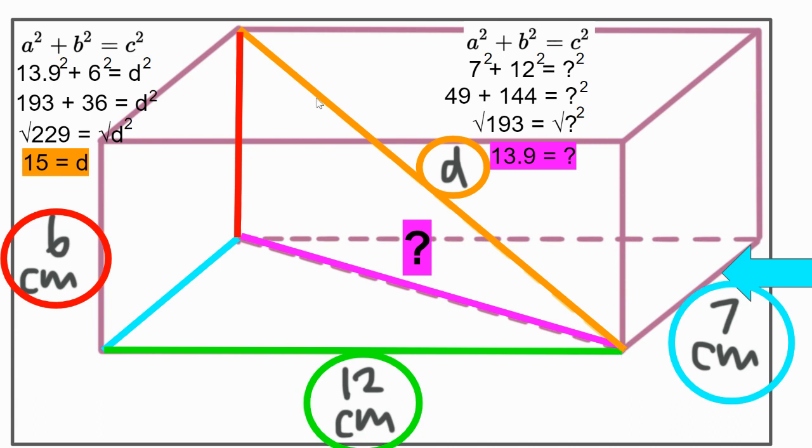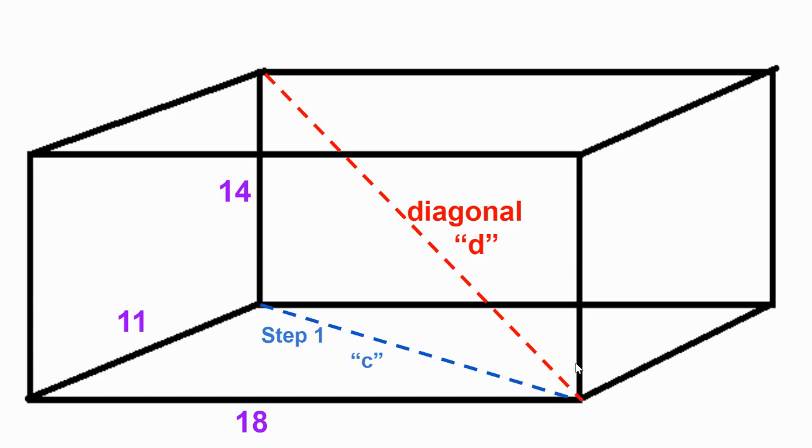So notice we just went through our steps twice just to find D. And you guys can do this. You guys can do the Pythagorean theorem.